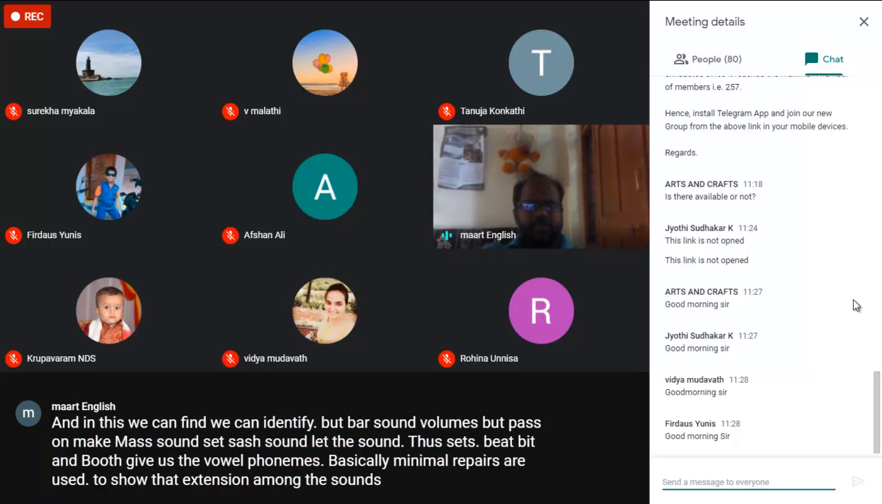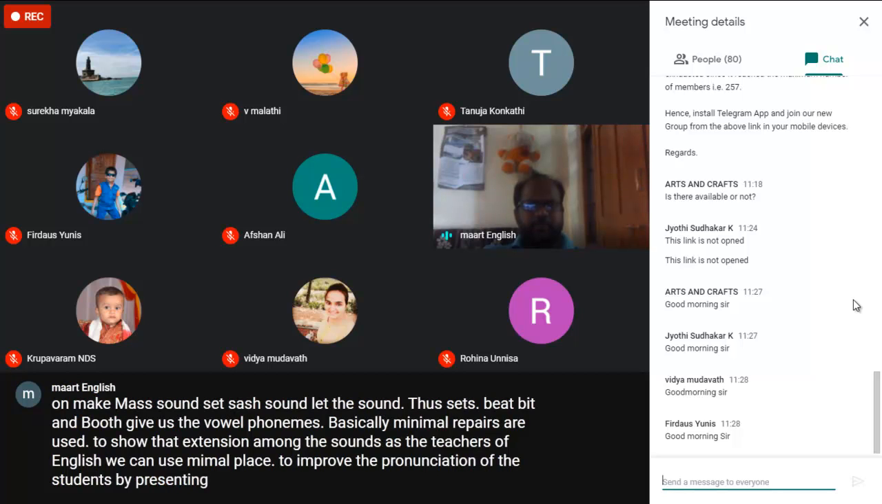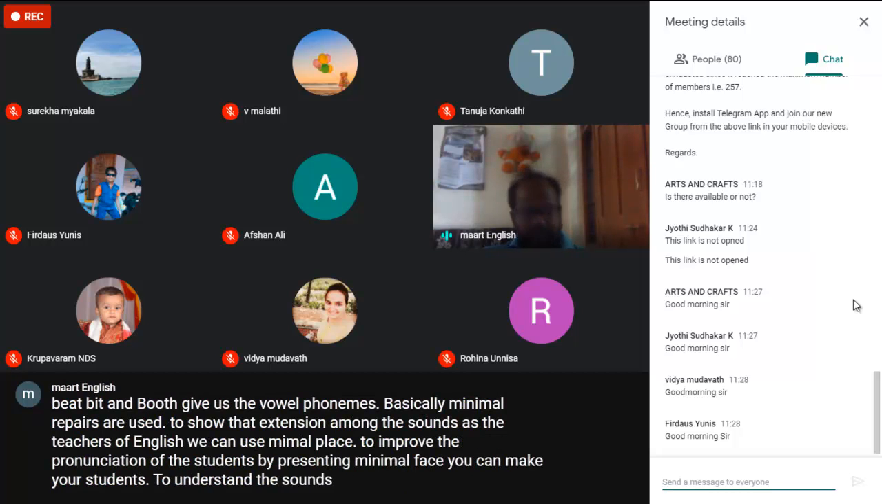As teachers of English, we can use minimal pairs to improve the pronunciation of the students. By presenting minimal pairs, you can help your students understand the sounds better.